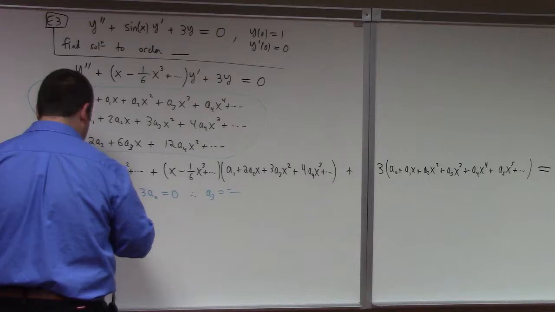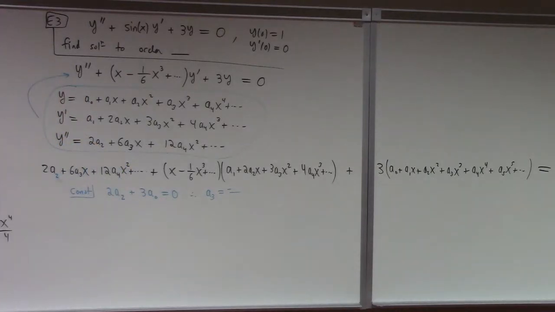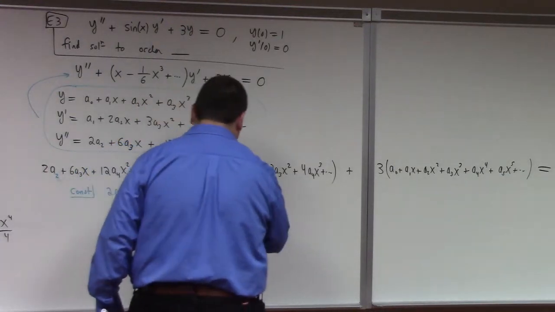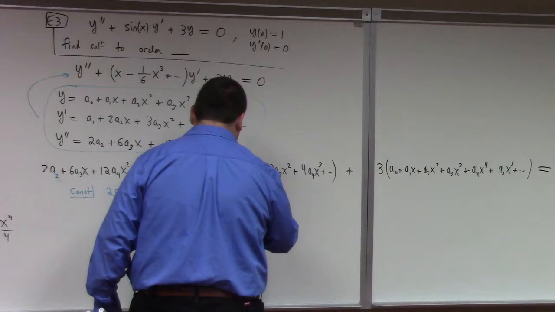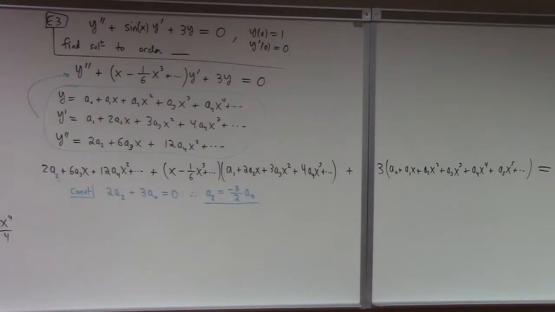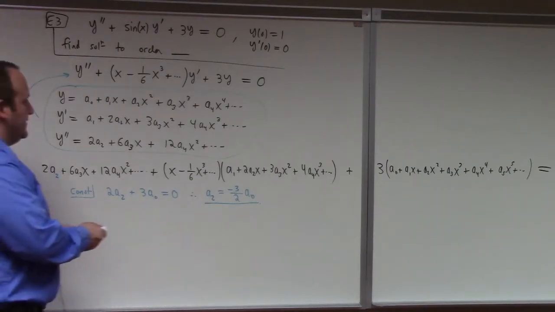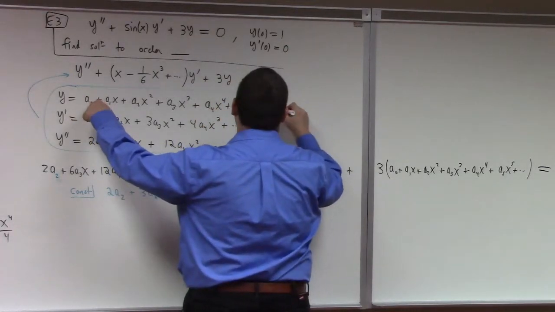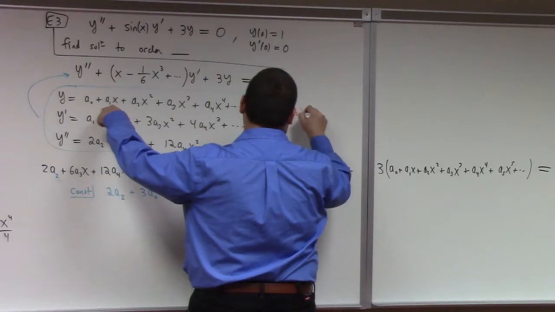All right, 2a2 plus 3a naught equal to 0, which tells me that a2 is minus 3/2 a naught. You always want to connect higher coefficients to lower coefficients. And, aw, man. I'm sorry, guys. Well, this is the thing. I forgot my starting point when I was doing the calculation. You could have said that this is equal to 1 plus a2x squared.